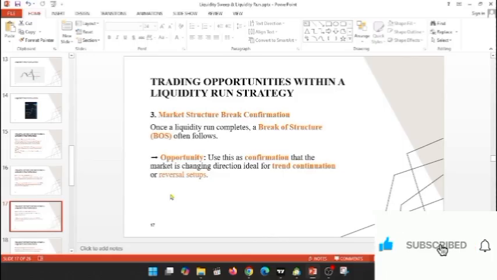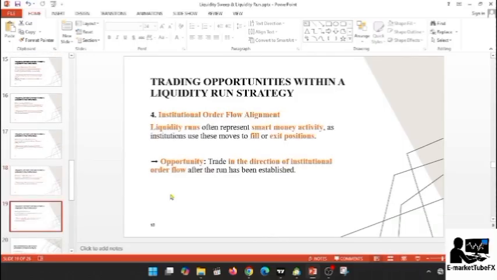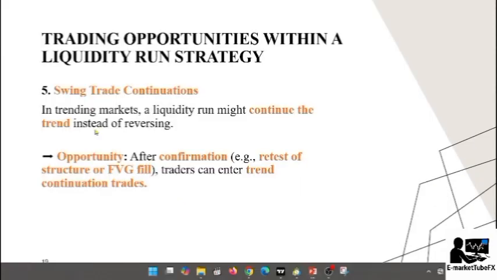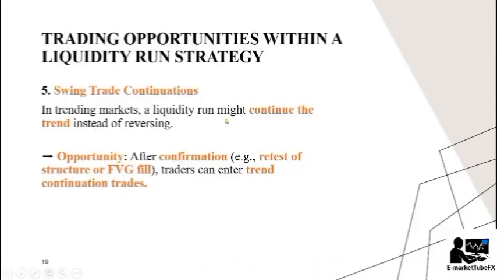Today we are looking at liquidity sweep and that of liquidity run. So the fifth point has to do with swing trade continuation. Over here, what am I talking about? In a trending market, a liquidity run might continue the trend instead of reversing. There is opportunity after confirmation of a retest of structure or fair value gap fill. Traders can enter trend continuation.